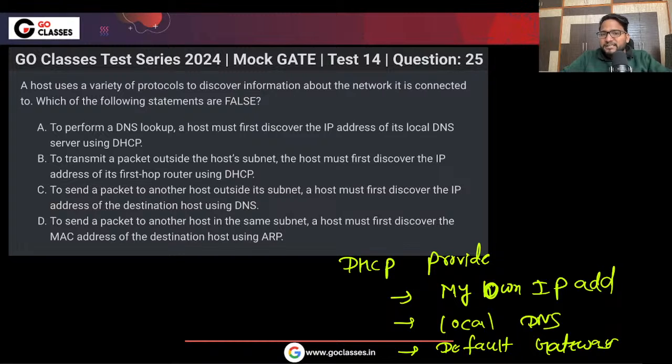So to perform DNS lookup, your host must first discover the IP address of the DNS. Yes, using DHCP. Yes, that's true. Using DHCP, it should know what the local DNS is, right? So that's true actually. That's true.